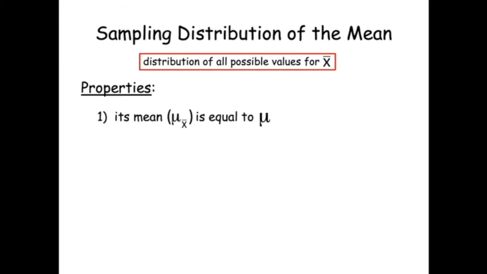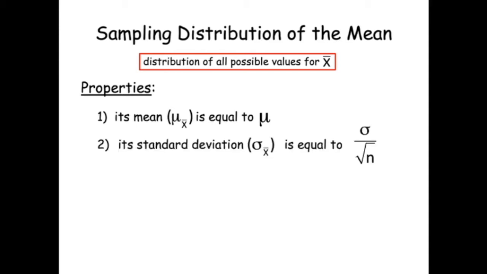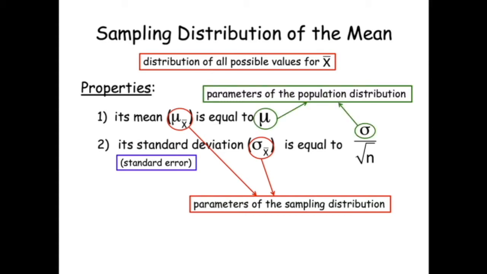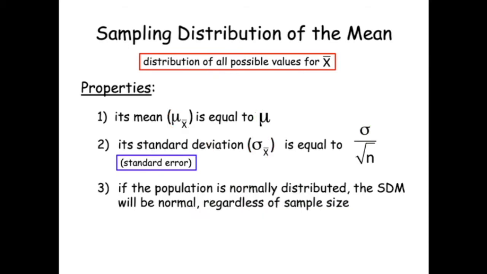Its mean, mu x bar, is equal to the population mean, and its standard deviation, sigma x bar, is equal to the population standard deviation divided by the square root of n. The standard deviation for a sampling distribution is called the standard error. Mu x bar and sigma x bar are parameters of the sampling distribution, just as mu and sigma are parameters of the population distribution of scores. When the population distribution is normal, the sampling distribution will also be normal.